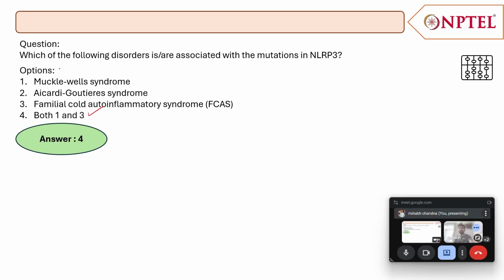So yes, both Muckle-Wells syndrome and FCAS are caused due to mutation in NLRP3. Okay, so Aicardi-Goutières syndrome is because of mutation in the RLRs. Okay, so let's move on to the next question.